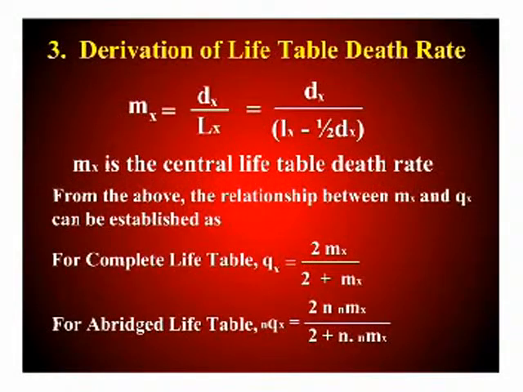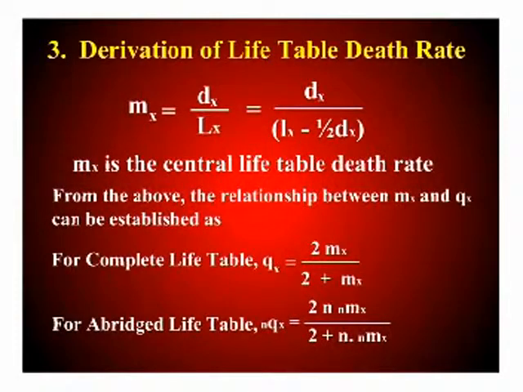The third important relationship with the other functions of the life table is the life table death rate, which is explained by an equation mx equal to dx by capital Lx, where dx is the number of deaths of persons aged x to x plus 1 in a year, lived by the population aged x to x plus 1.